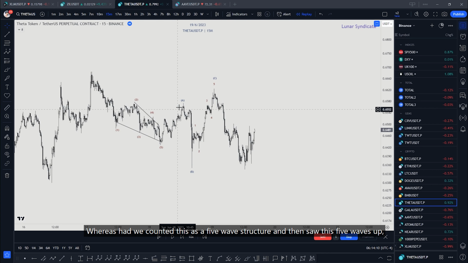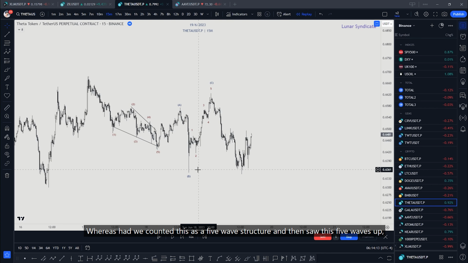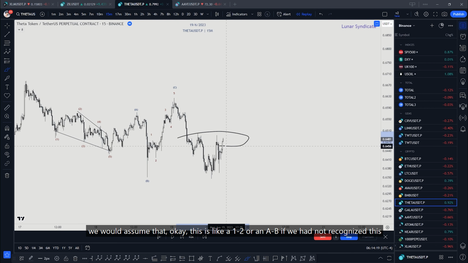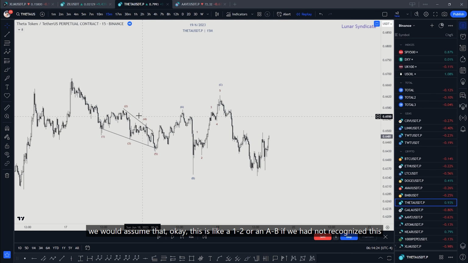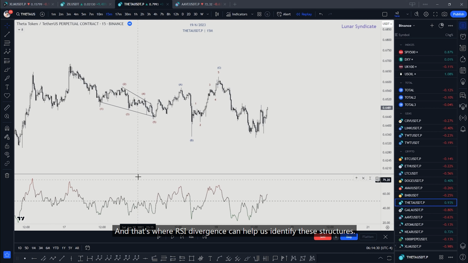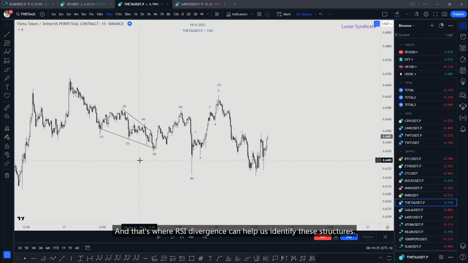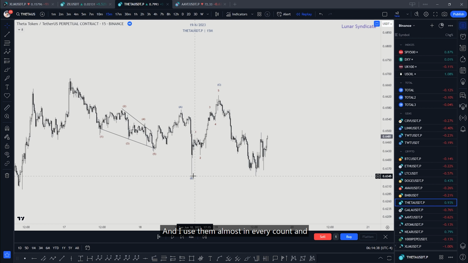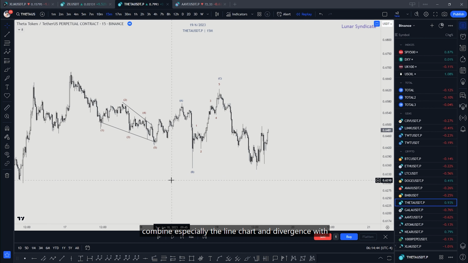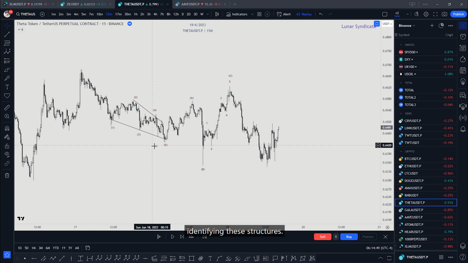Whereas, had we counted this as a 5-wave structure and then saw these 5 waves up, we would assume that, okay, this is like a 1-2 or an AB if we had not recognized this expanded flat structure previously. And that's where RSI divergence can help us identify these structures. So those are my top 3 tips, and I use them almost in every count and combine especially the line chart and divergence with identifying these structures.